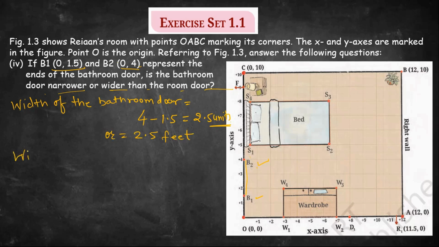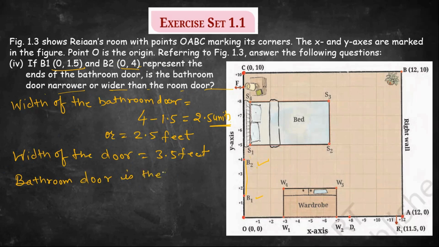And the width of the room door you have already calculated, that was 3.5 feet. Now it is asking, is the bathroom door narrower or wider than the room door? You can clearly see that the bathroom door is narrower than the room door. Okay, clear?